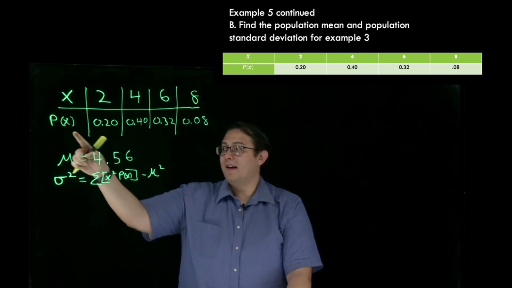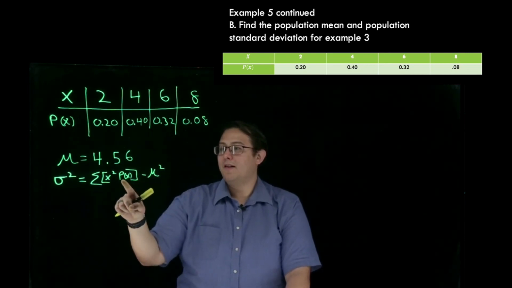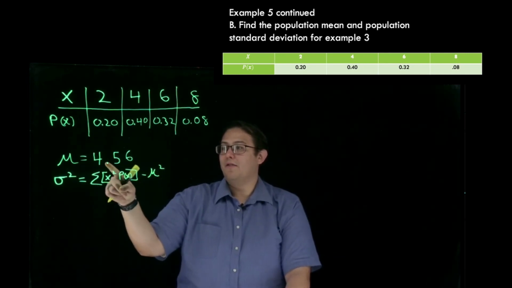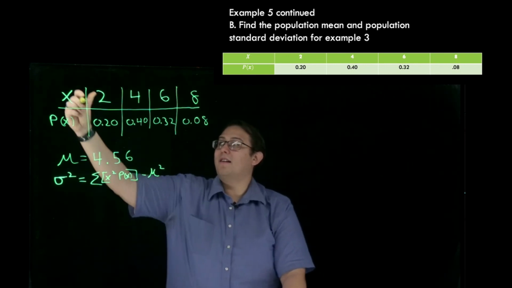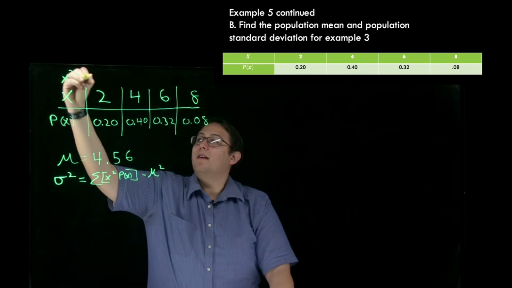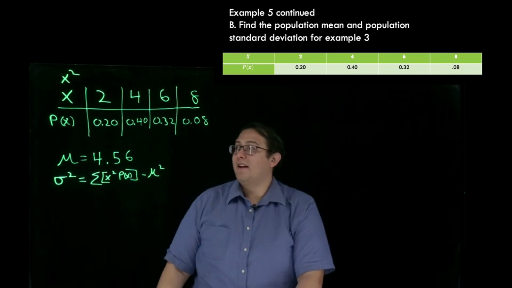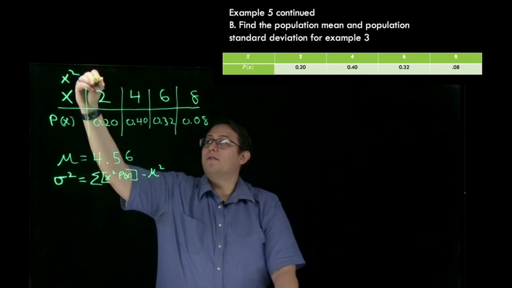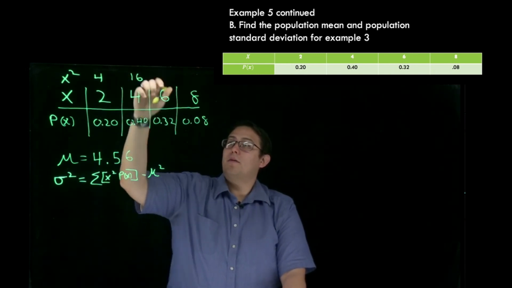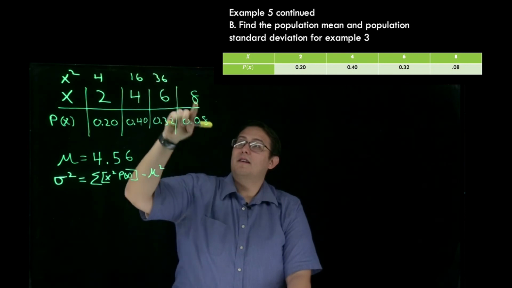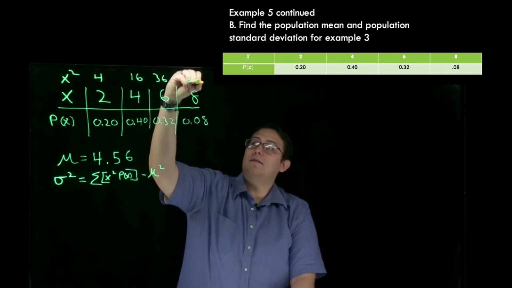So again, we have the probabilities. So we have this part. We know mu, we just found it, 4.56. And what we need now is x squared. So then I'm going to do another column up here, or row, and square the x values. So 2 squared is 4. 4 squared is 16. 6 squared is 36. And 8 squared is 64.